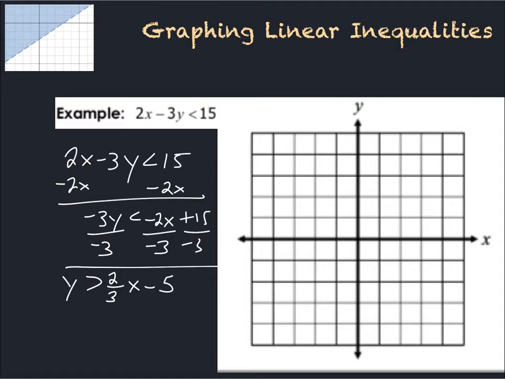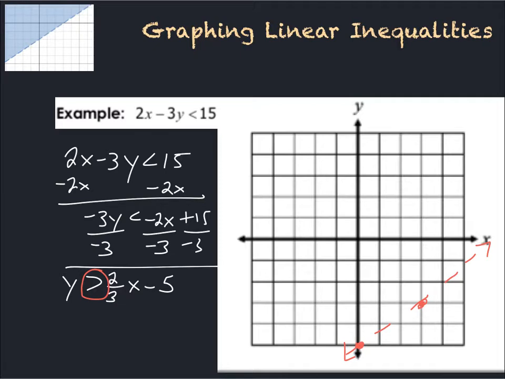So your y-intercept is -5, which is down here. Then you're going to go up 2 and to the right 3. And pretty much that's all I could do. All right. Now, here's where it's going to be different. Because this is a greater than symbol, we aren't going to use a solid line. We're going to use a dotted or dashed line that looks like this, and that tells us that we're not actually including the line in our solution set.